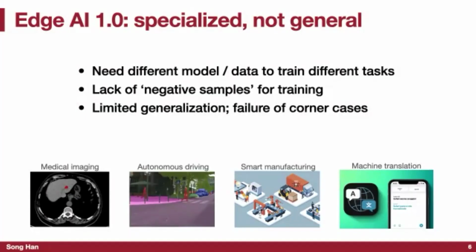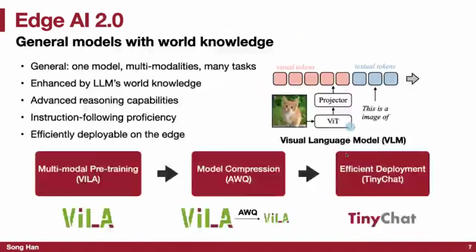Okay, these models are highly specialized for different tasks. Like on the bottom, you have to train different models on different data for different tasks. And the lack of negative samples for training really makes on-device AI more challenging, with limited generalization and failure on corner cases. So with the advent of visual language models, Edge AI 2.0 enables general knowledge, with general models with world knowledge. General model means we train just one model to handle multiple modalities and multiple tasks. Those are enhanced by the large language model's world knowledge. I believe language is a very condensed version of knowledge, and learning from language can enhance visual perception with advanced reasoning capabilities and instruction-following proficiency, and they are even deployable on the edge.